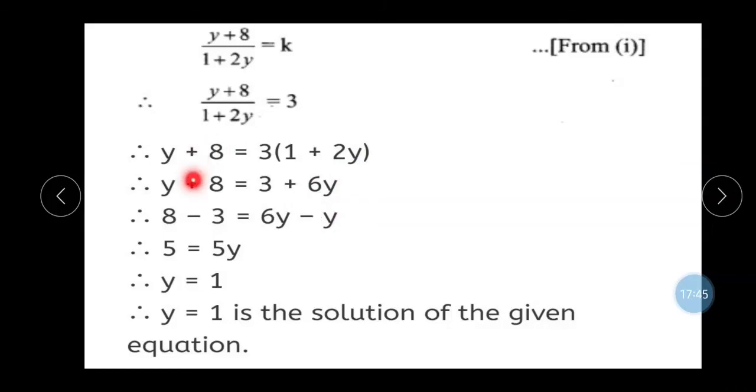We will be subtracting 3 from both sides and y from both sides. So we get 8 minus 3 is equal to 6y minus y. 8 minus 3 we get 5, and 6y minus y we will get 5y. So dividing both sides by 5 we get y is equal to 1. Therefore y is equal to 1 is the solution of the given equation.